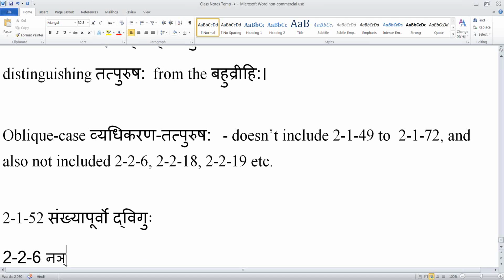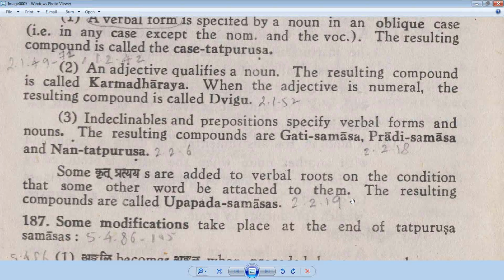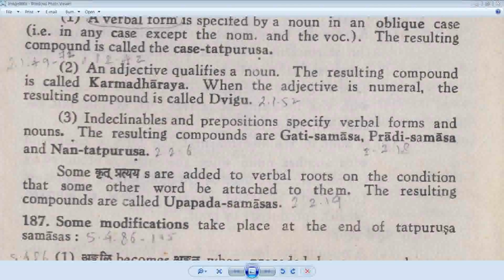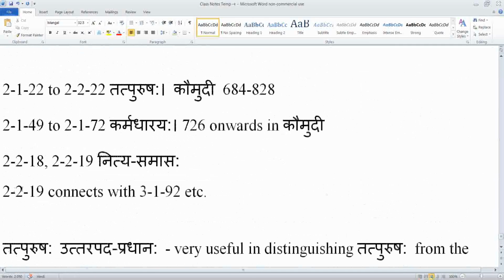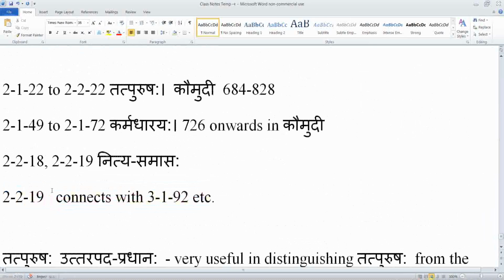Next thing in the book that he talks about is the Upapada Samasas. Okay. Upapadam atin. Only one sutram. We already put it in the document here. Upapadam atin is this one, 2219. This connects with 3-2, etc. And this is the Upapada Samasa. Upapadam atin. The basic simple test.